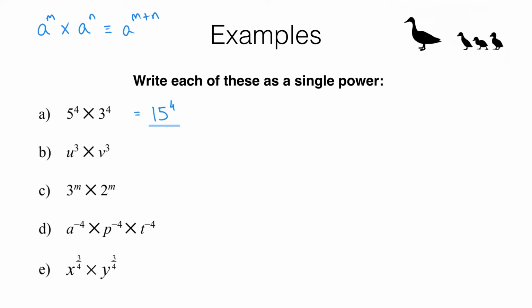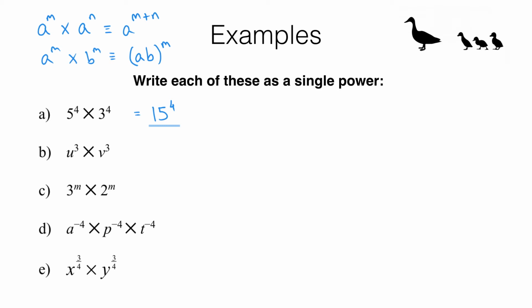So this is a specific example of another general index law. This one says that if you've got two powers with different bases but the same index, then what you can do is multiply the bases and keep the index. So a to the power of m multiplied by b to the power of m is just a multiplied by b, all raised to the power of m.